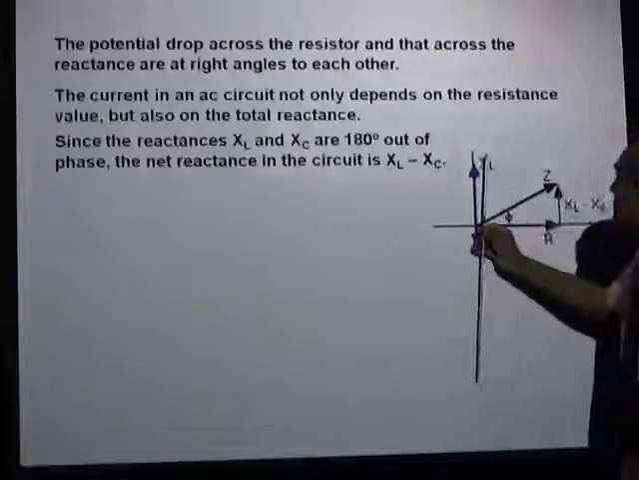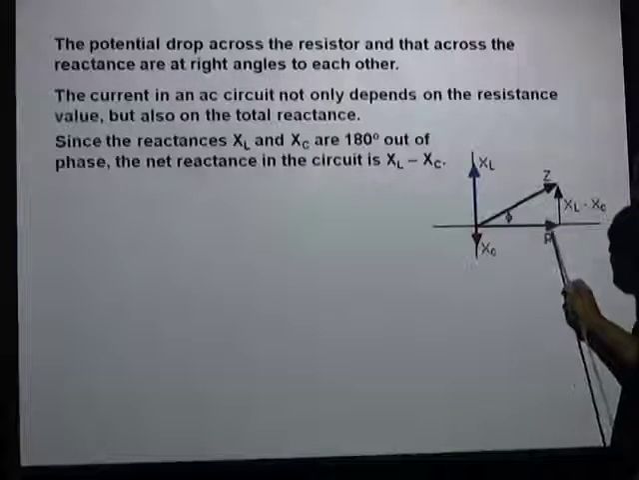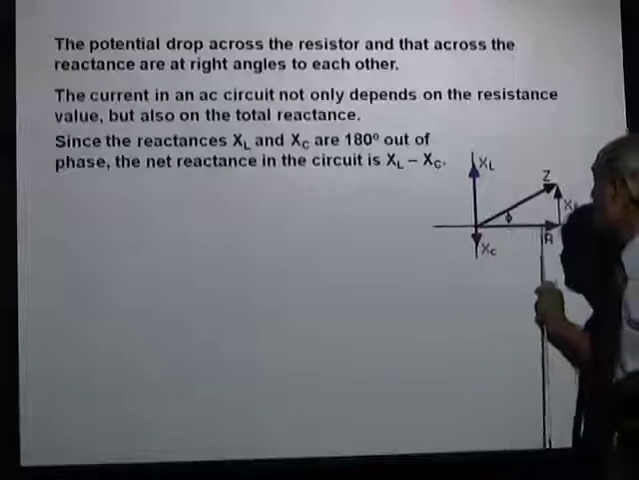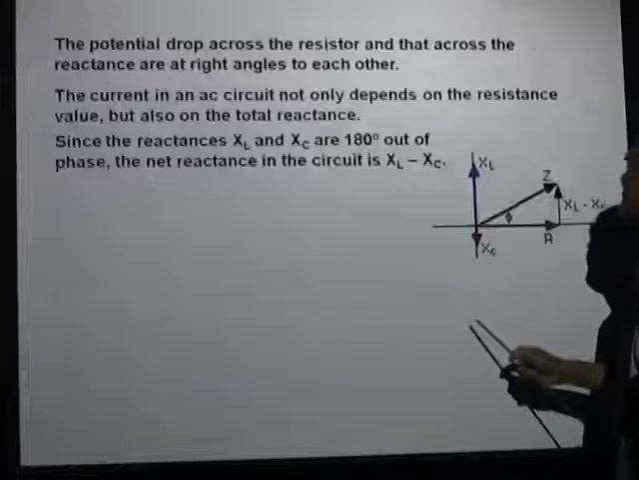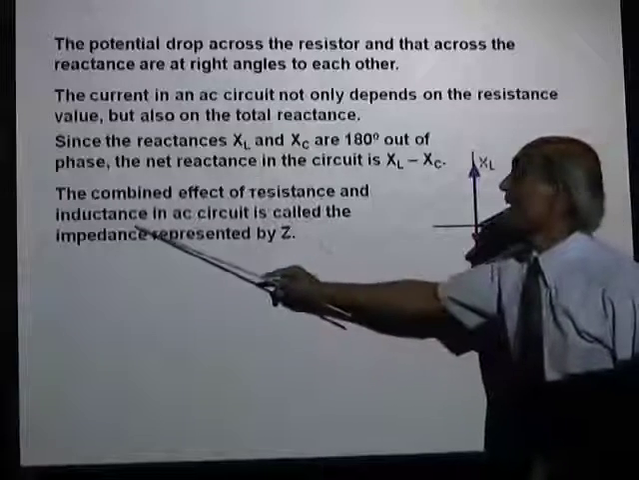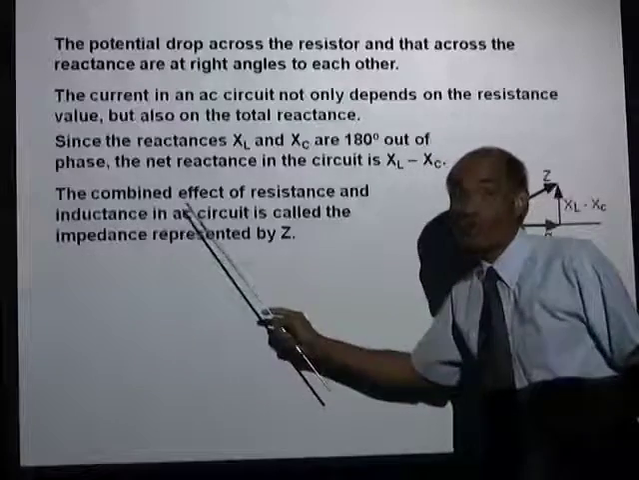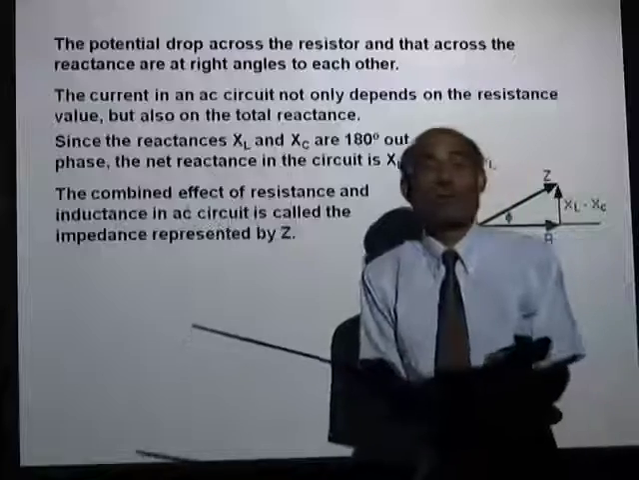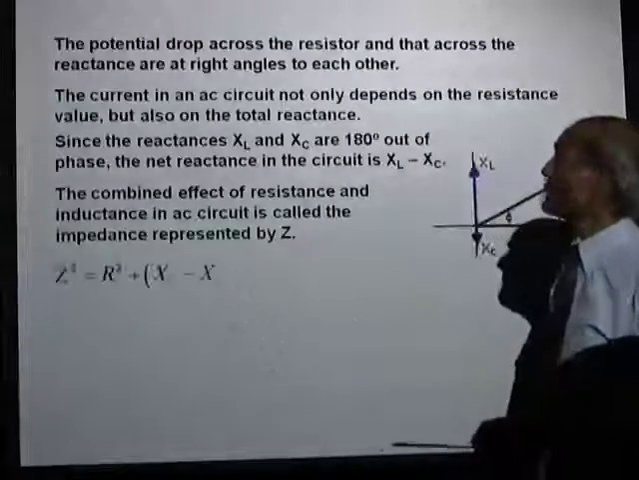So here, if this is XL, this is XC, and this is the resistance. So these are the three components in that circuit. The resistance is at right angles to both XL and XC. Now, the combined effect of resistance and reactance in a circuit is called the impedance. We talked about this, represented by Z. The total effect of all these reactance and resistance together we call impedance.